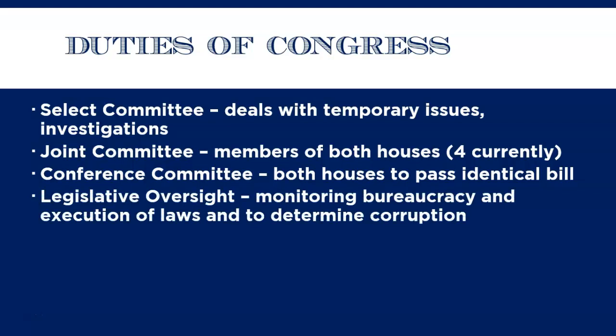Then you have the Legislative Oversight Committee. They monitor the bureaucracy. We talked earlier about how bureaucracy is basically just a fancy word for all the workings of the government. But they monitor this and make sure that any laws or policies that are put into place are actually carried out. The execution of laws, and they also determine if there's any corruption being done in any part of the governmental system. So that's what the Legislative Oversight Committee does. They go in and basically just pore through things with a fine-tooth comb and make sure that everything's going like it's supposed to.